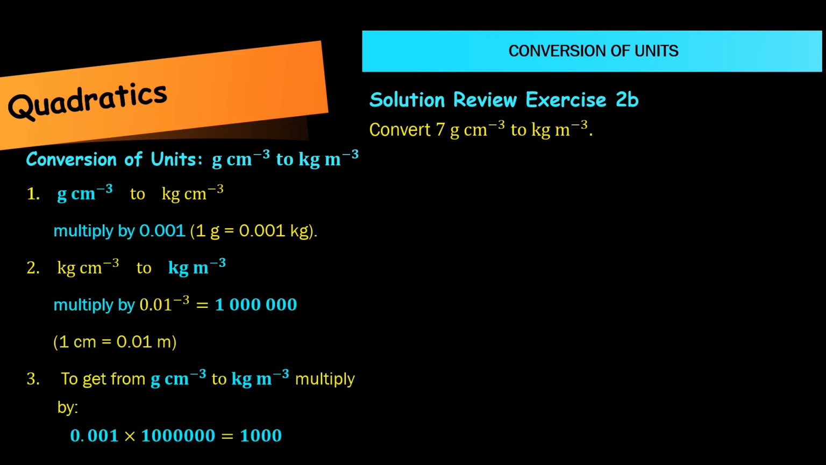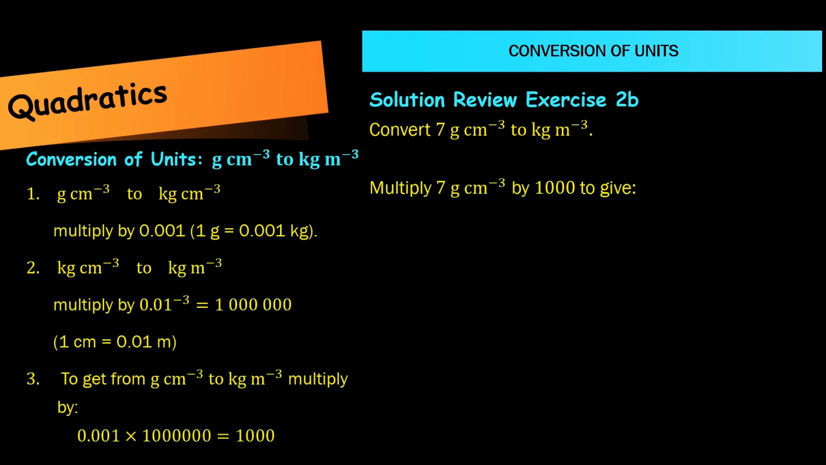And now for the final part. In order to go from grams per centimetre cubed to kilograms per metre cubed, we put these two parts together and we multiply by 0.001 from the first part times 1 million from the second part, which equals 1000. And so, for our exercise, in order to convert 7 grams per centimetre cubed to kilograms per metre cubed, we simply multiply 7 grams per centimetre cubed by 1000.